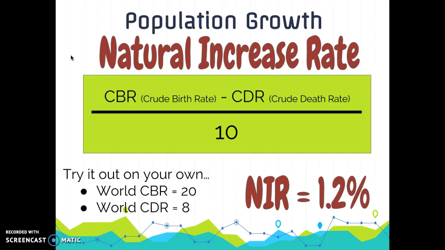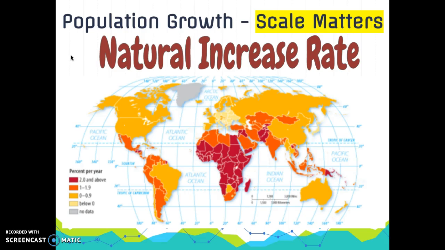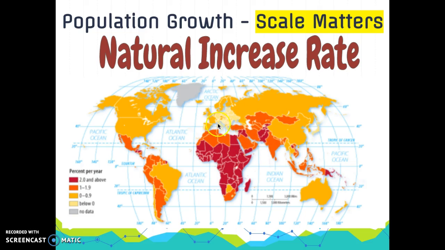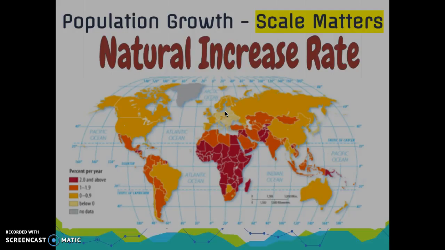However, the natural increase rate does look very different at different scales, right? So we just did the world natural increase rate. But as you can see, as we look here on this world map, you can see that regions in sub-Saharan Africa, South Asia, and Southeast and Central Asia have pretty high rates of natural increase, whereas places like Europe have very, very low rates. So it's important to think about scale and remember that population growth is mostly happening in those least developed countries.